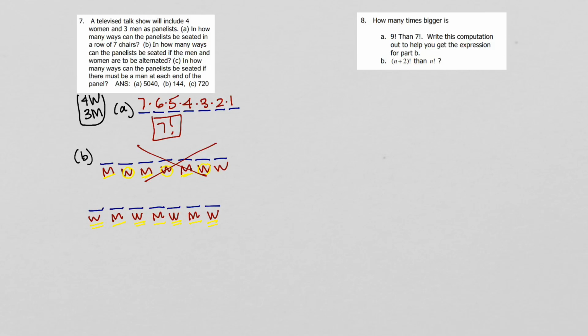So now let's make our count. What about this leftmost position? We're going to put a woman there, and we have 4 women from which we can choose. So we could put any one of those 4 women into that position. Then we come to this position. We're going to put a man there, and any one of those 3 men can go here. So that's going to be a 3.